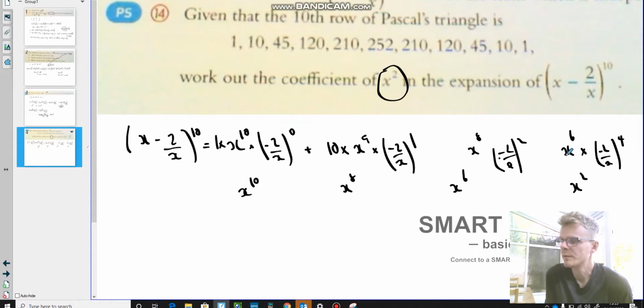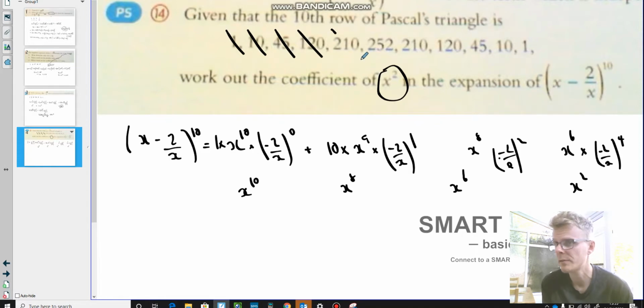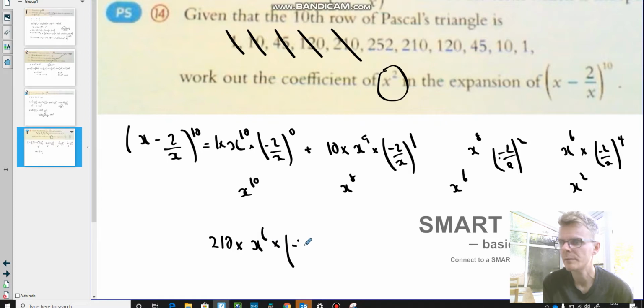So now all we need to do is figure out what numbers went along with that. So again, if you're not sure about the pattern, you can go back, let's see what we've got here. So we've got x to the power of 10, to the power of 9, let's cross these off up here. To the power of 8 would have 45, to the power of 7 would have 120, so to the power of 6 would have 210. So the number in front of this one would have been 210 times x to the power of 6 times negative 2 over x to the power of 4. So tidying all this up, we're just interested in that term, that's going to be x to the power of 6 divided by x to the power of 4, which is x squared, that's what we're looking for.